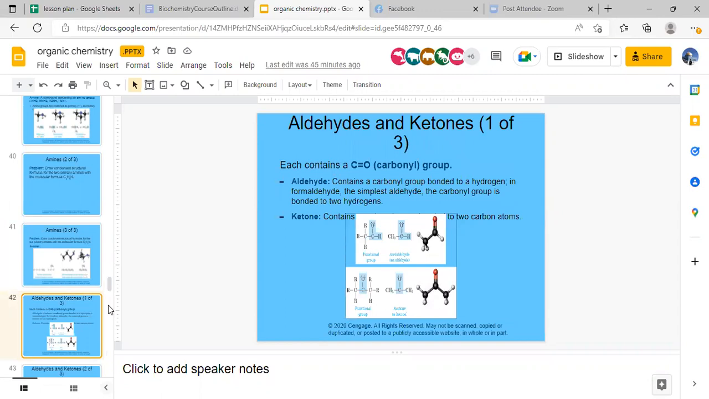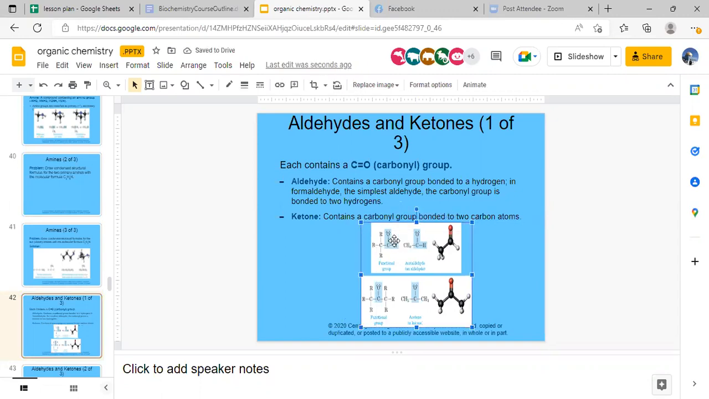Okay, aldehydes and ketones. So each contains a C double bond O. So an aldehyde contains a carbonyl group bonded to a hydrogen. So may C double bond O. Ang carbonyl group ay C double bond O. Tapos merong yung carbon nakatouch sa hydrogen. So yung formaldehyde mo, C double bond O, H, tapos may isa pang H. So ketone contains a carbonyl group bonded to 2 carbons. So nasa gitna siya.